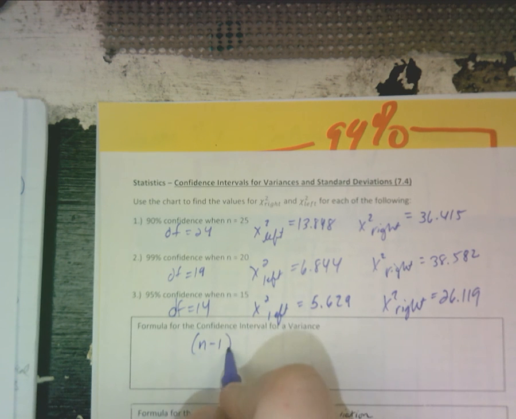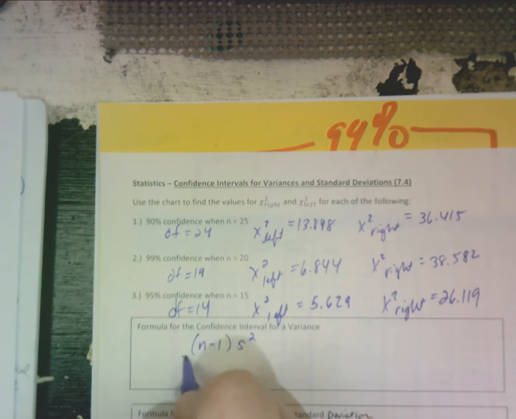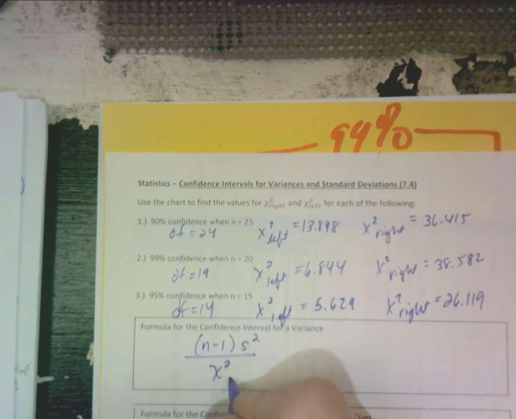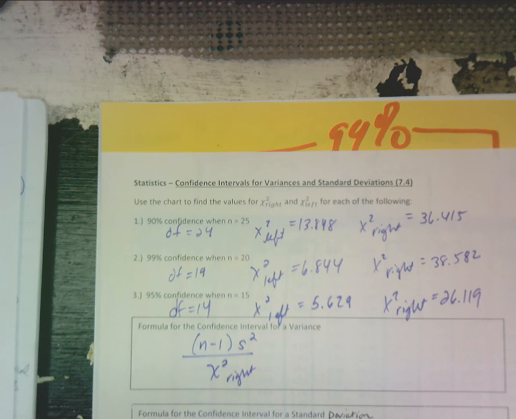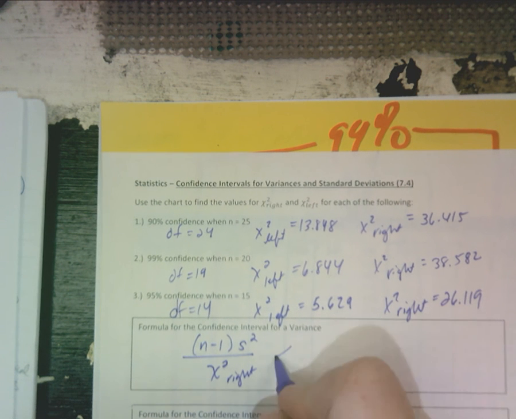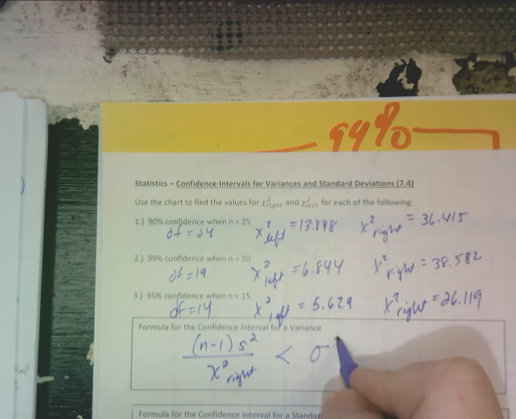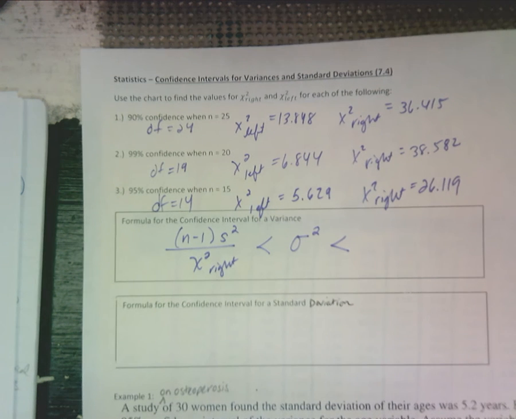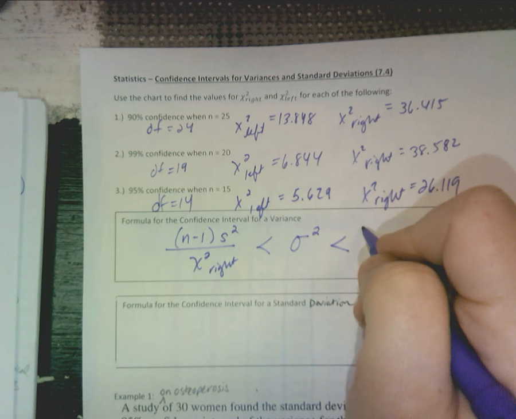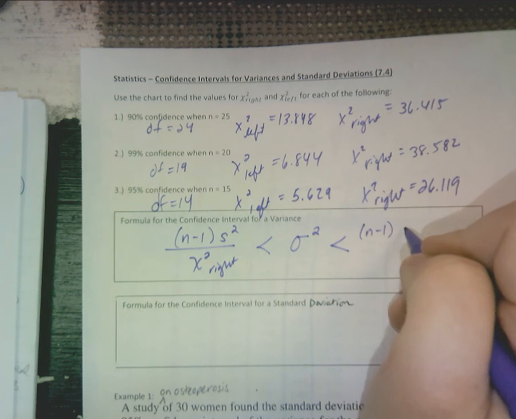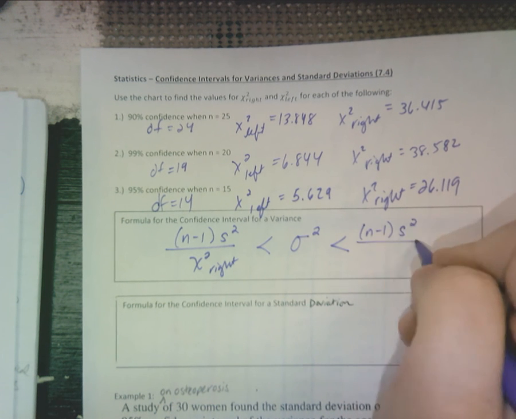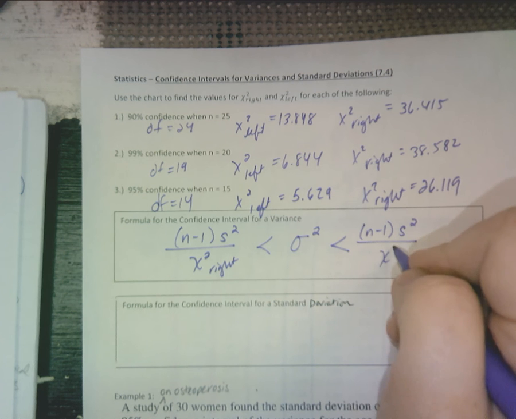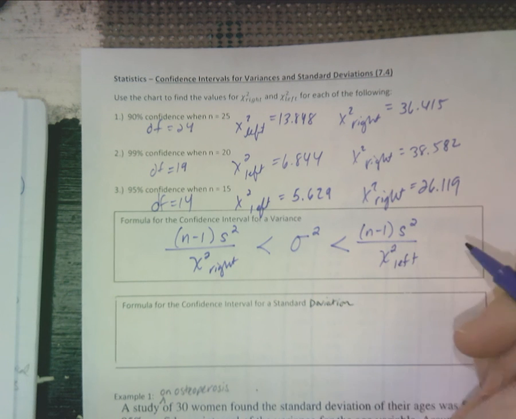n minus 1 times s squared over chi-squared right, which seems weird, but the right is on the left, is less than the standard deviation squared, which is less than n minus 1 times s squared over chi-squared left.